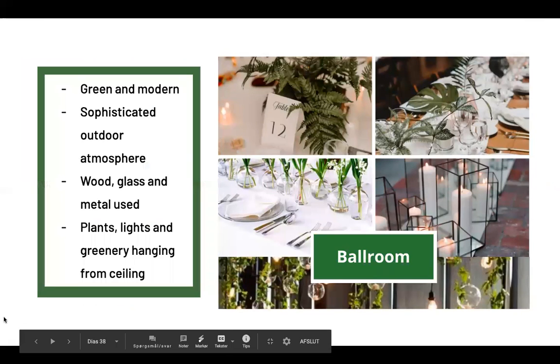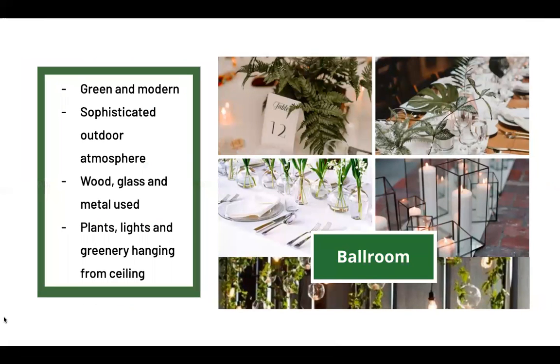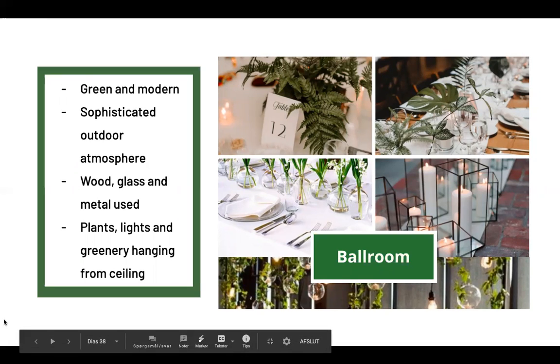Lastly, we have our ballroom. So again, the color used is green, and we want it to be a modern space with a sophisticated outdoor atmosphere. We use wood, glass, and metal as our prime materials. And then we wanted to add plants, lights, and greenery hanging from the ceiling to give it a special look.